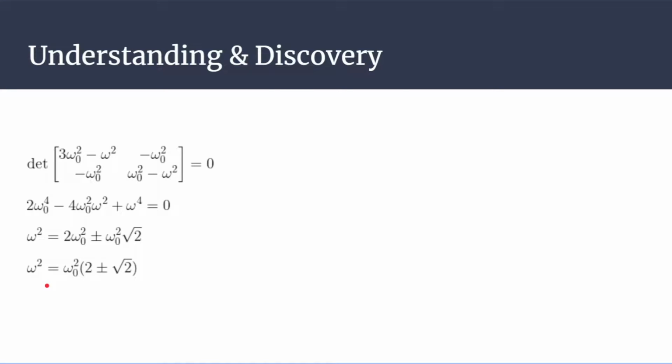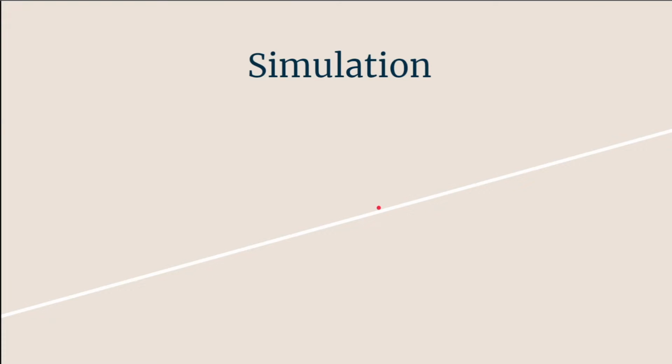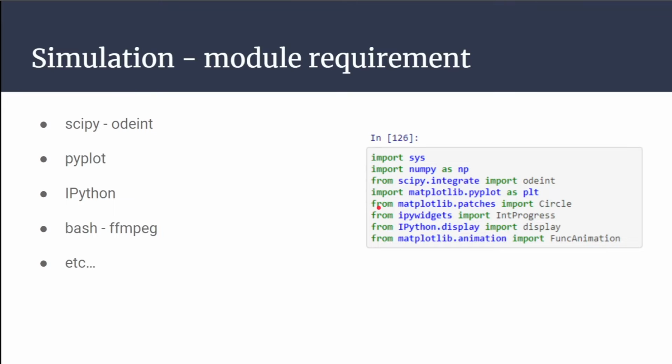Now, it's my turn to introduce the use of Python to simulate a double pendulum. First of all, we need SciPy odeint to solve the double pendulum formula, and use plt to materialize our simulation result. There are tools such as FuncAnimation and IPython display to help with coding.